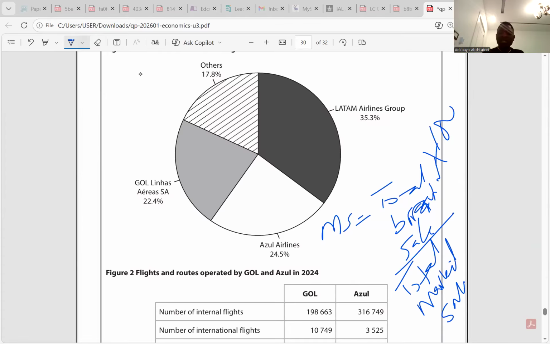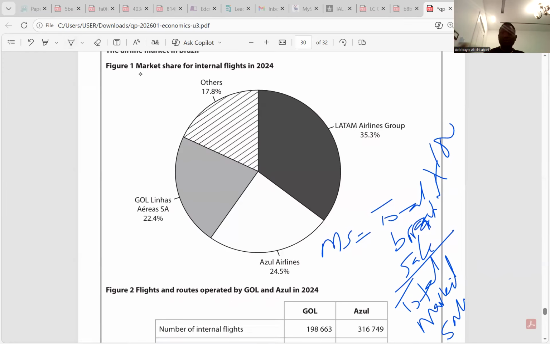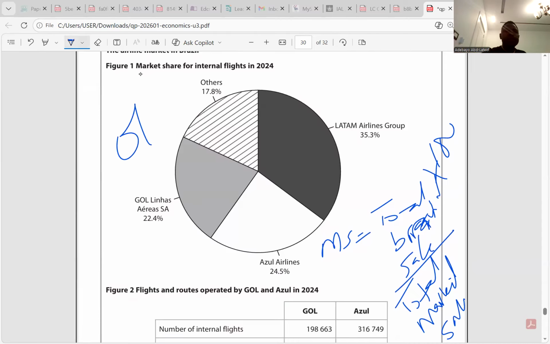With reference to this figure, we should explain the market structure that best describes this situation. We have Latam, Azul, and Gol dominating the internal flights, and we have others here. When three large firms are dominating the industry, it is called an oligopoly. So the market structure here is oligopoly. And based on that, it means there's market concentration.